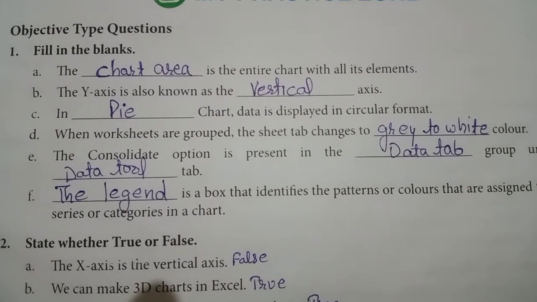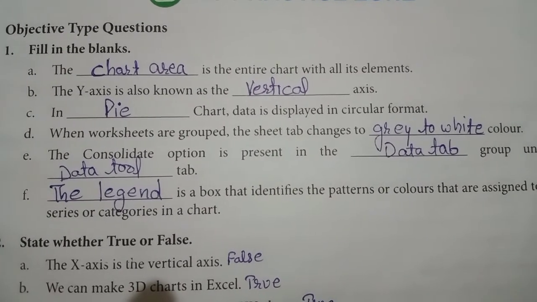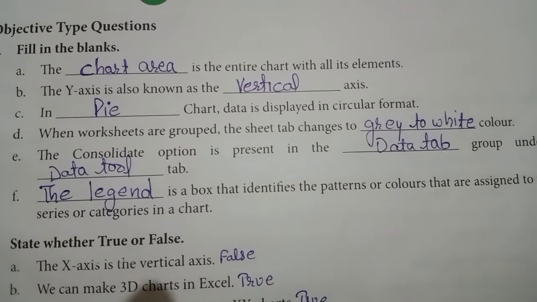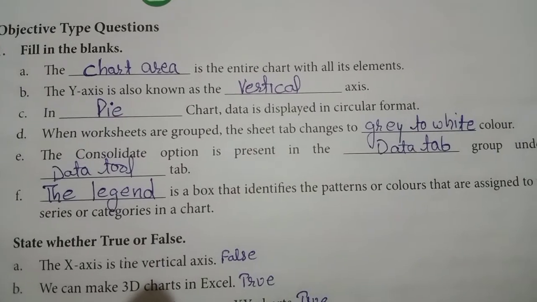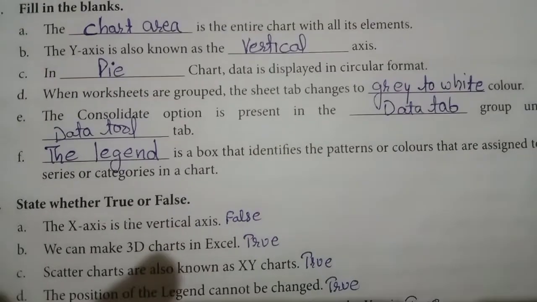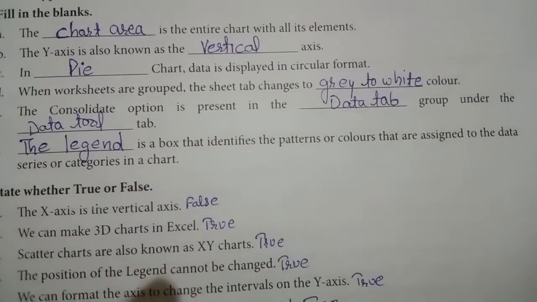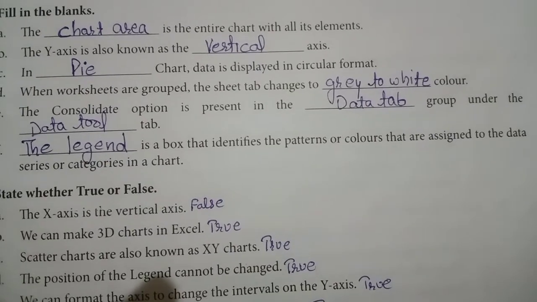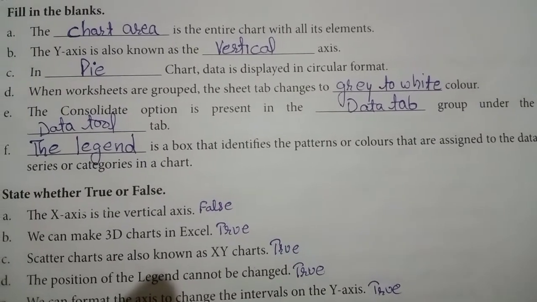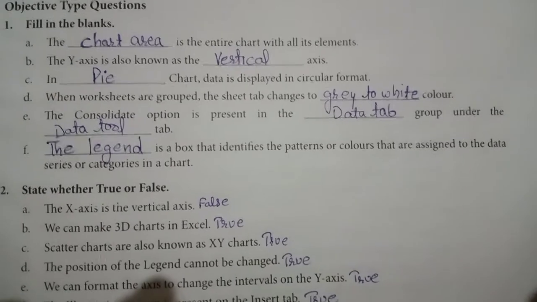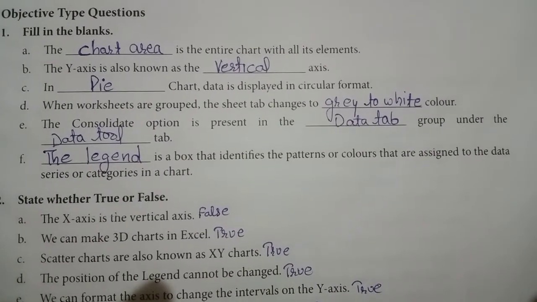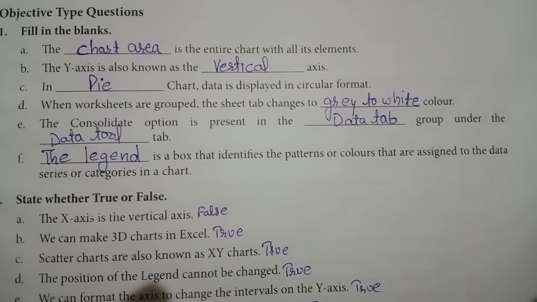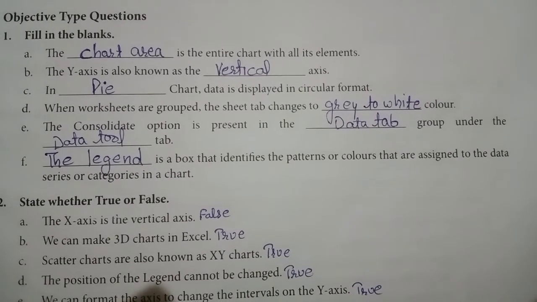D: When worksheets are grouped, the sheet tab changes from gray to white color. E: The consolidate option is present in the data tool group under the data tab. Once again I am going to repeat. The chart area is the entire chart with all its elements. So the chart area is the correct answer.